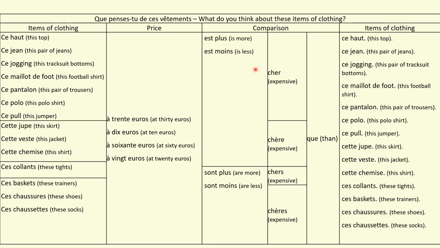So, est plus cher que is more expensive than. Et moins cher que is less expensive than. And then we've got the items of clothing here again because we're comparing two different items of clothing. Okay, so first of all, I'm going to go through, we know all of the clothing items really well. We've done them for the past few lessons. I just want to go through a few prices that I've put on here, which are revision of tens for you. Écoutez et répétez. À 30 €.